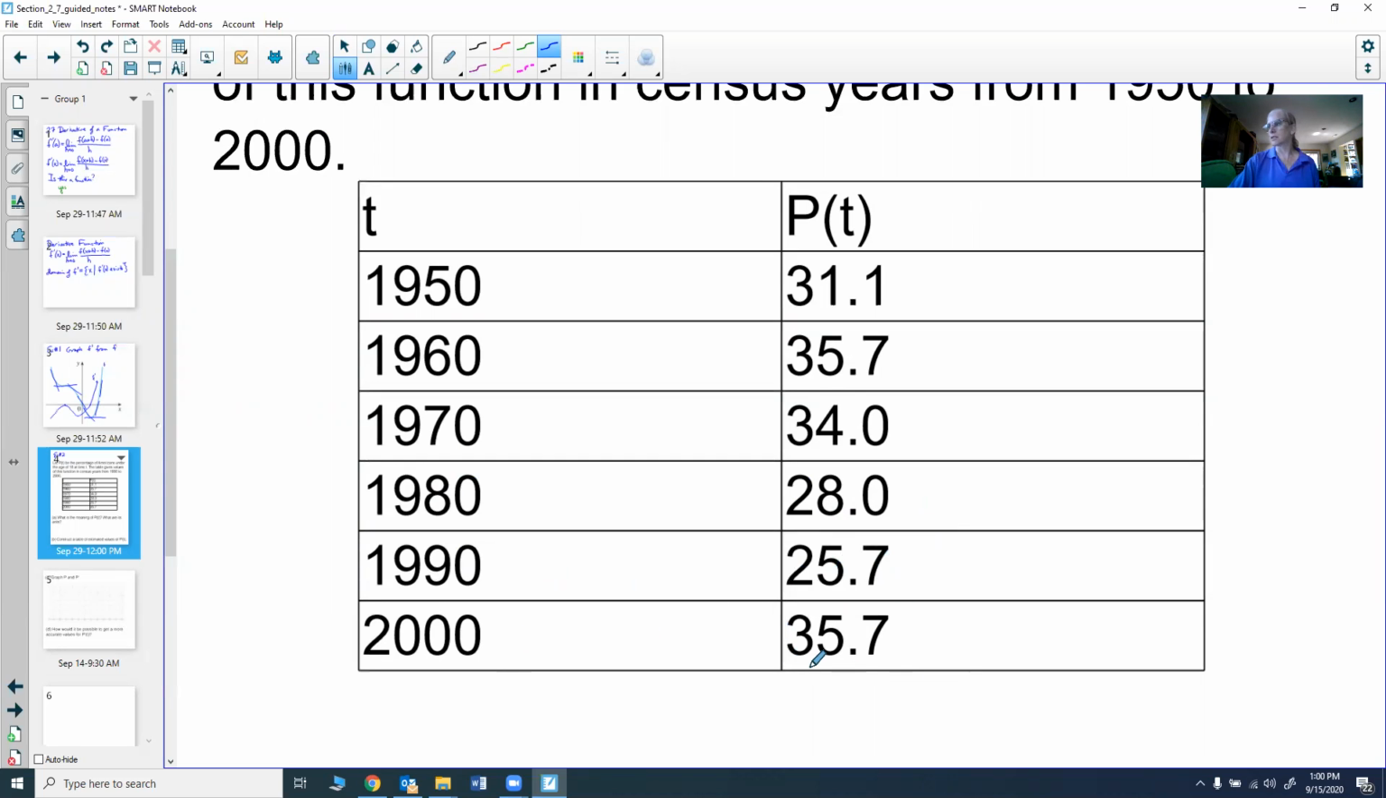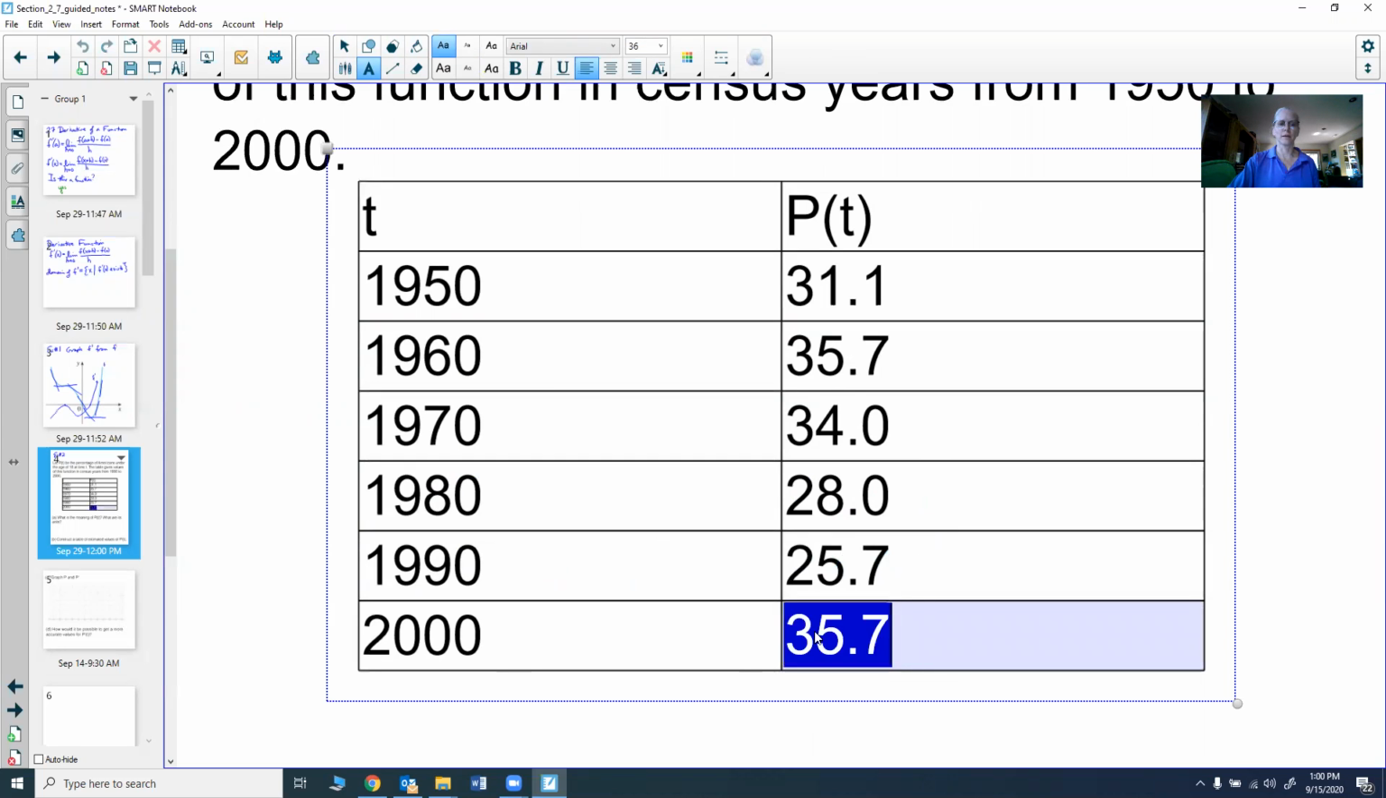So the values changed a little bit. Wait, actually, I think this value must be wrong. Let's fix this. I think this is actually still 25.7. So notice, it looks like we're getting less and less percent of people that are under 18. So it looks like our values are changing. Something's going on with these values.